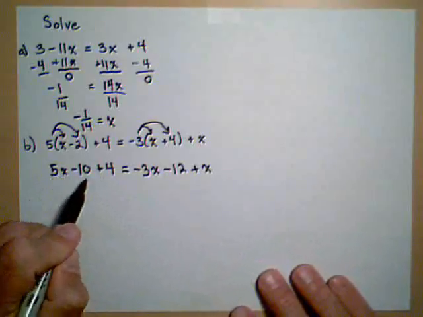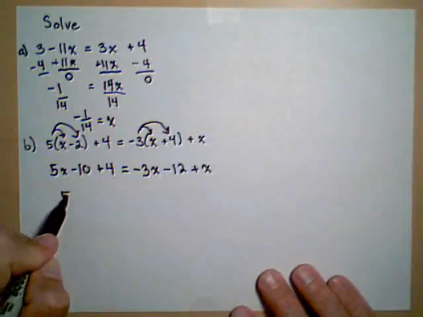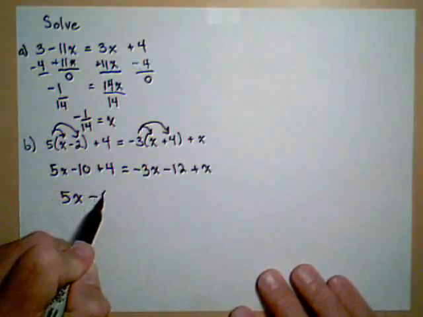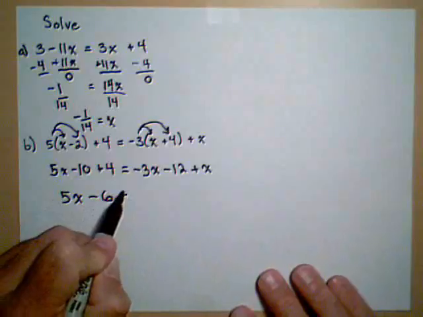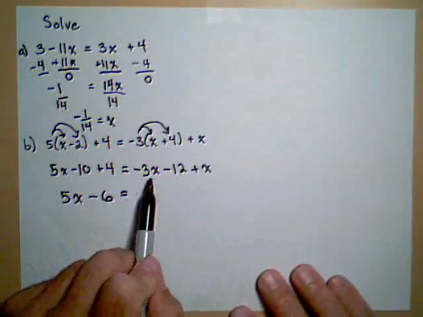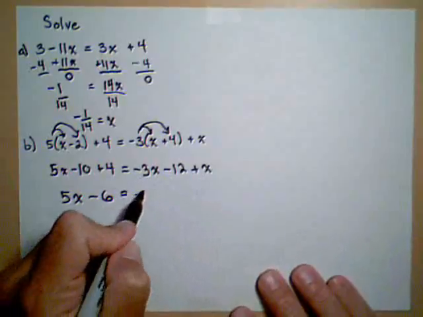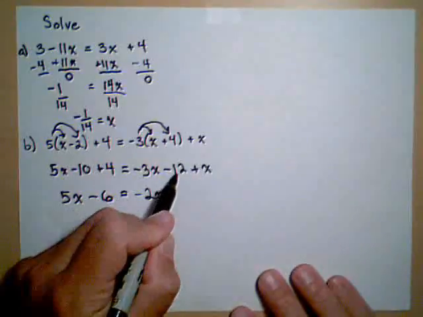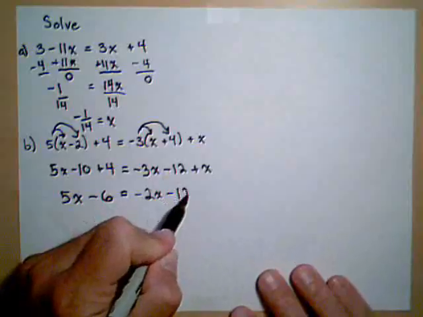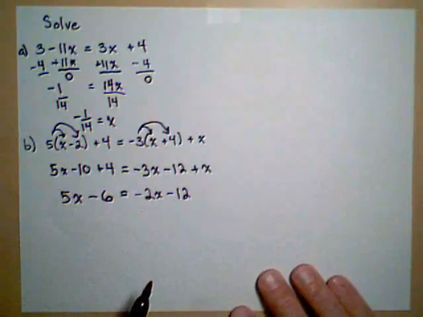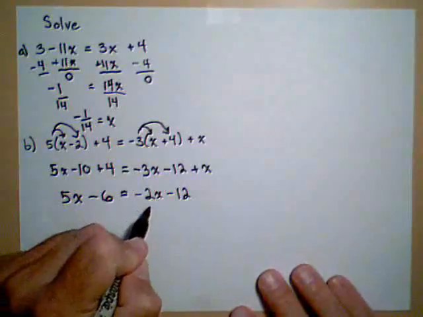Now here, there's only one x term on the left-hand side, so 5x minus 10 plus 4 gives us minus 6. Over here, we can combine the x terms. Minus 3x plus x gives us minus 2x. Nothing to combine with the 12, so it's minus 12. And now we're in a similar situation to problem A. Let's get the x terms all on the same side.